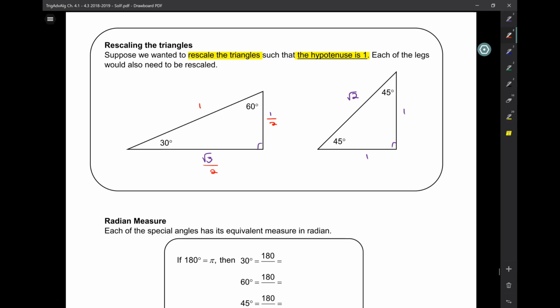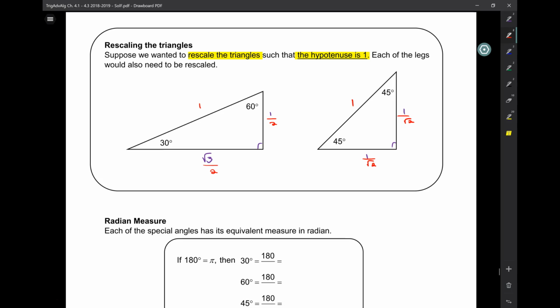Now what about the second one? What can I divide that by? Root 2. And I get this. Again, now here I have a 1, and the other two legs are 1 over root 2, 1 over root 2.